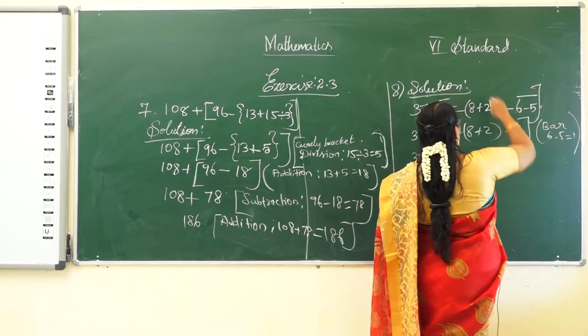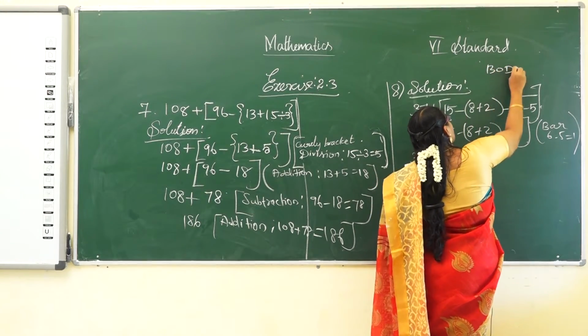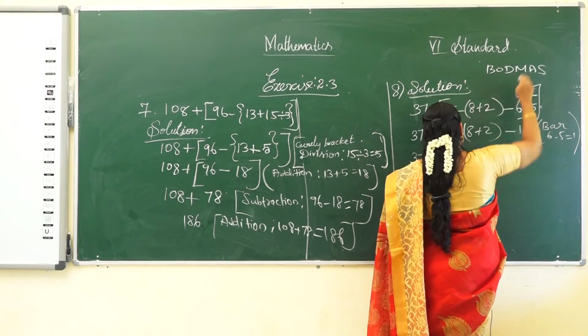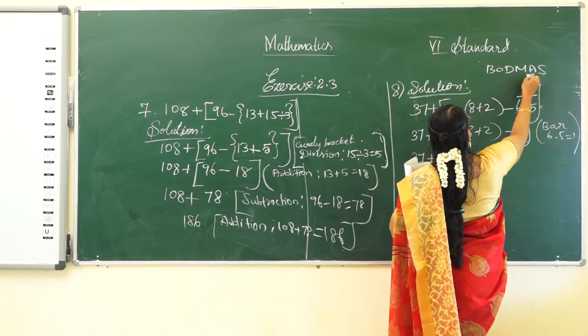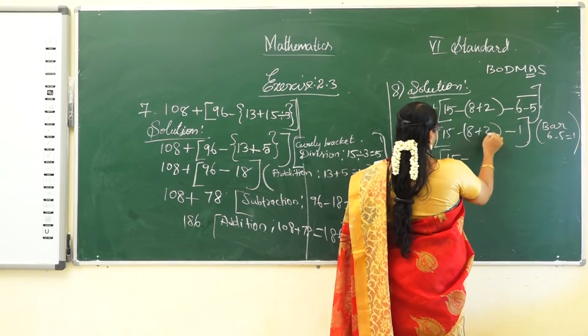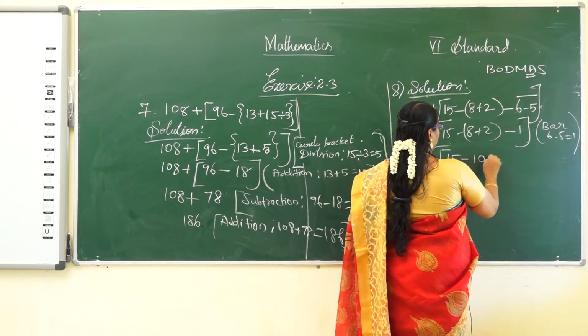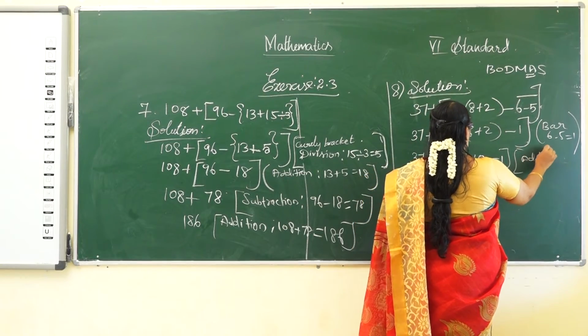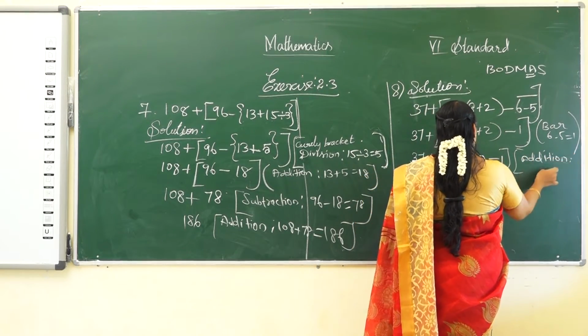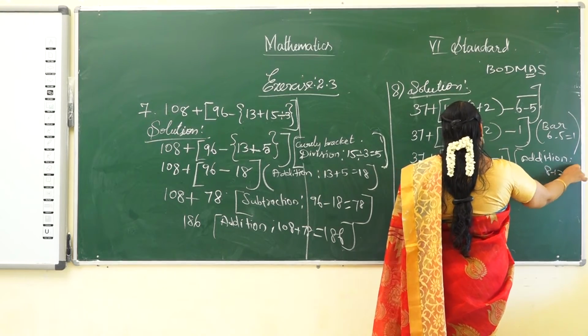Okay. So BODMAS rule. Here addition and subtraction are there. So first prefer to the addition. So add 8 plus 2, 10. Okay. Minus 1. Here write addition: 8 plus 2 is equal to 10. Okay.